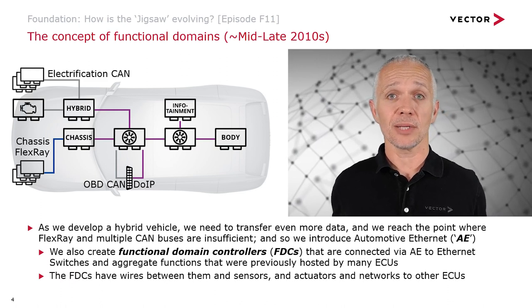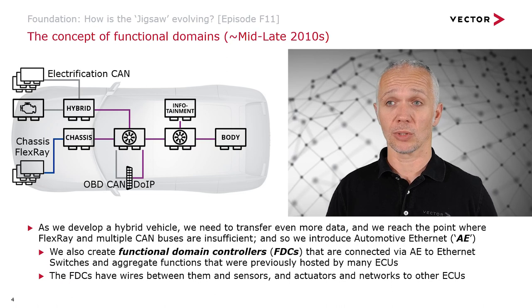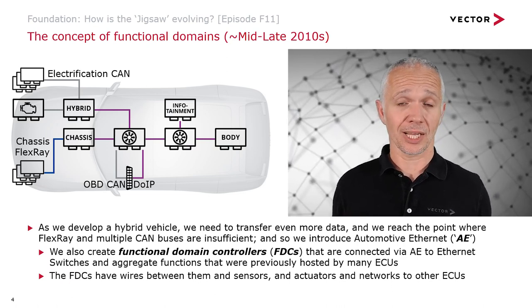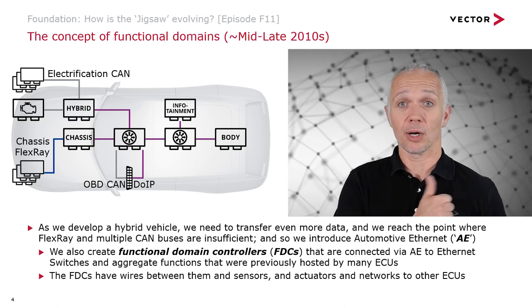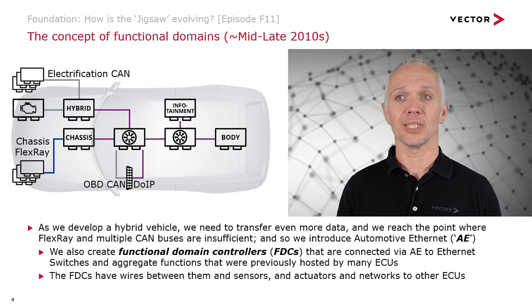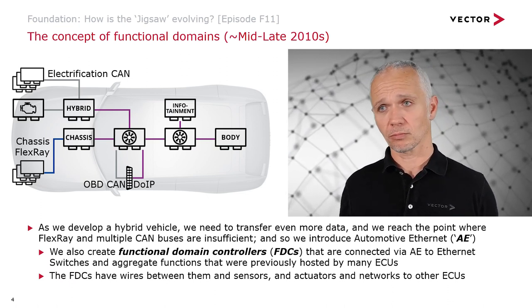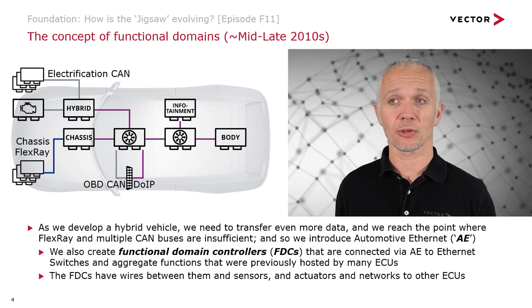And for hybrid, we have our engine management system and maybe a transmission controller, alongside our electrification CAN, where we have our battery management system, our charger, and our traction motor control that we need to have a hybrid vehicle. Our infotainment system kind of speaks for itself. This is our fancy touchscreen where we want to have lots of animations and stuff going on.